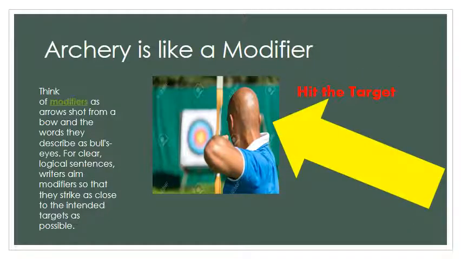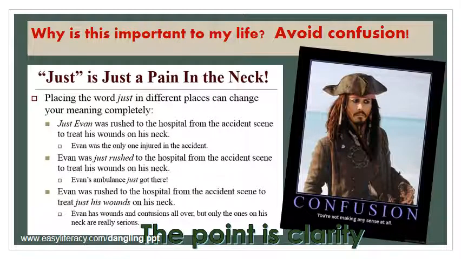Think of modifiers as the arrows that are shot from the bow. You need to hit the target as close to the center as possible. For clear logical sentences, writers aim modifiers so they strike as close to the intended target as possible.